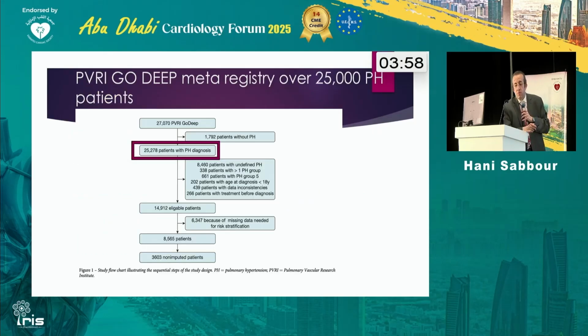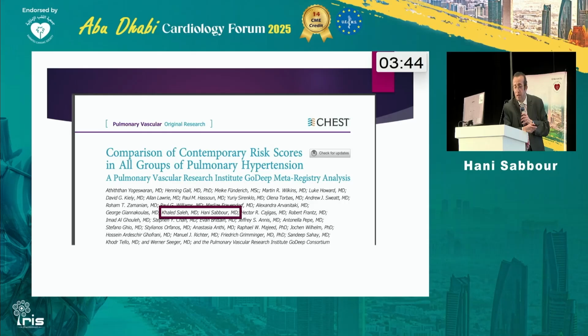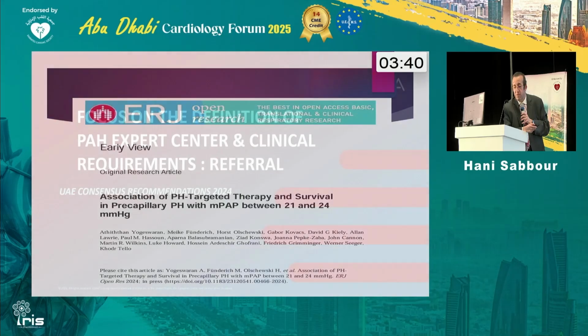So we're also part of this very large registry. It's called the PVR Meta Registry. There's 27,000 patients. The UAE is contributing 300 of those. So we're actually included in all the papers. This is myself and my friend Dr. Khalid Saleh, who's a pulmonologist at Cleveland Clinic. And we've been included in all of the subsequent analyses and subsequent papers.